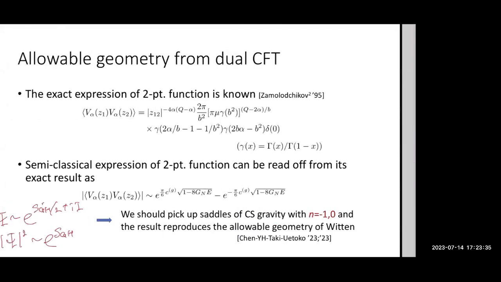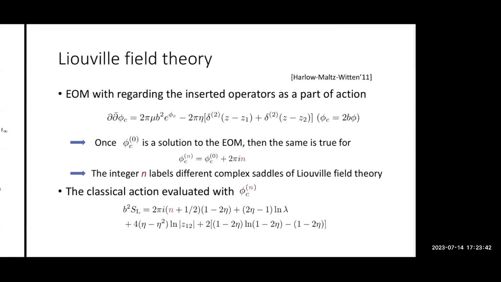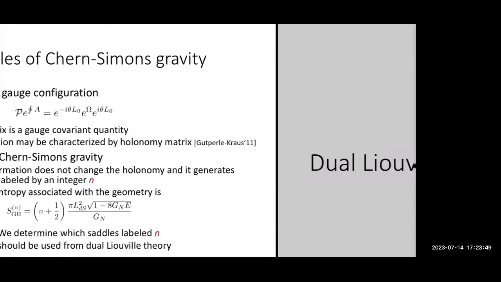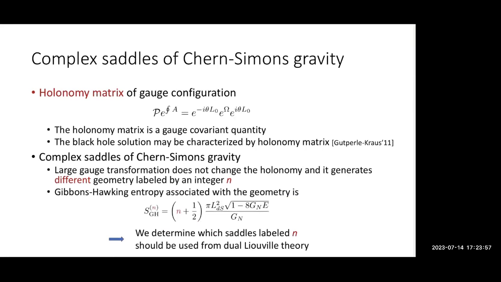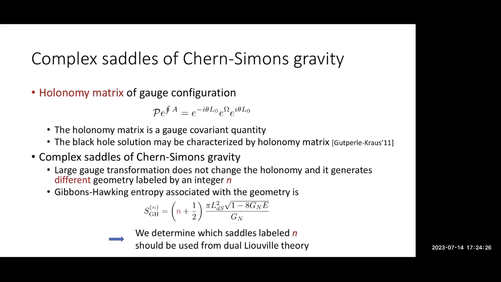Question: regarding this n equal -1, doesn't it mean a negative Hawking entropy? So n equals 0 is the leading term, and if you take n equal -1, then this becomes negative. I think this is just some correction to the Gibbons-Hawking entropy, a non-perturbative correction. So the leading one is positive, and there's another contribution, which is exponential.